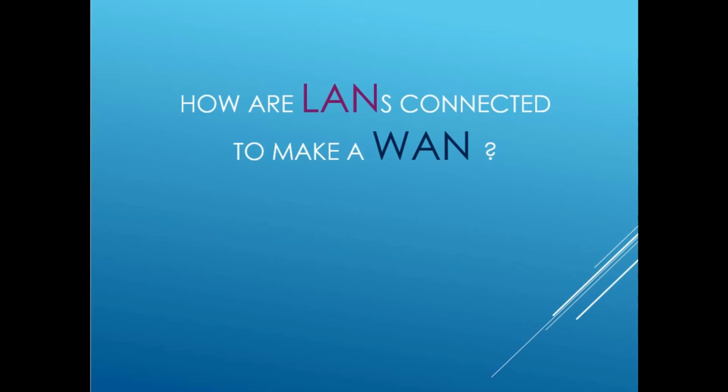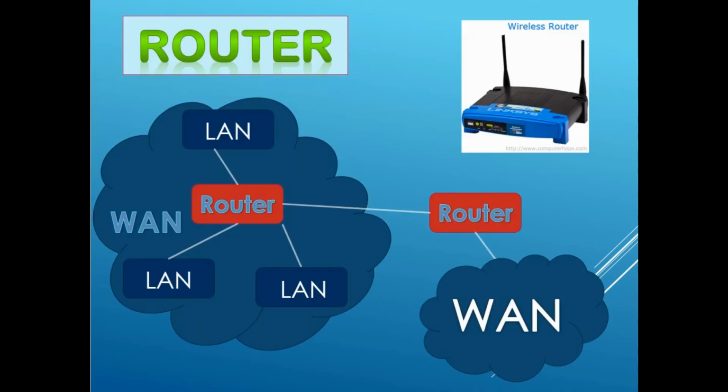So how are LANs connected to make a WAN? Well, we have some other things. We don't have bridges because bridges are a bit simple. Within a WAN, you generally have a thing called a router. It looks like this, a wireless router, and the routers connect up the LANs, which can go out to other routers and to another WAN. A router is simply a device that talks to the outside world.